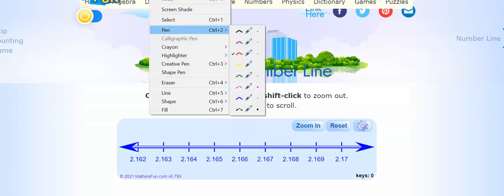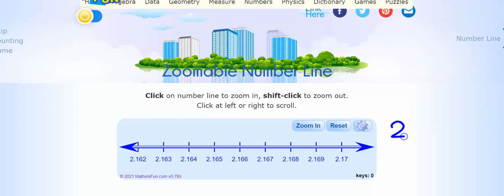Get my pen. Could I also say that that is 2 and 170 thousandths? I still have 1/10 and 7 hundredths. So yes, 2 and 17 hundredths is equivalent to 2 and 170 thousandths.